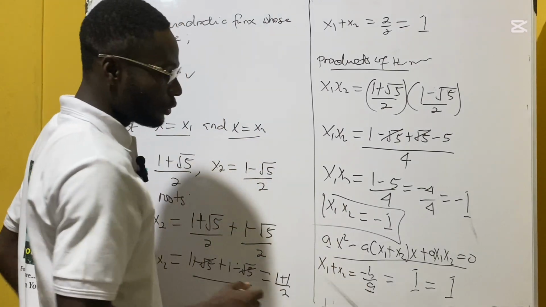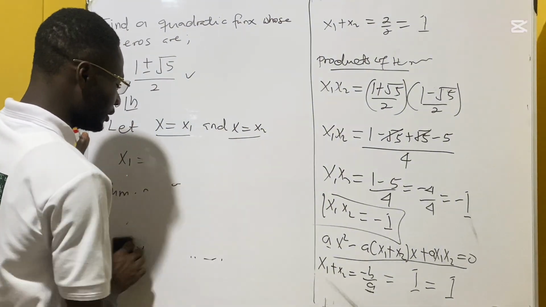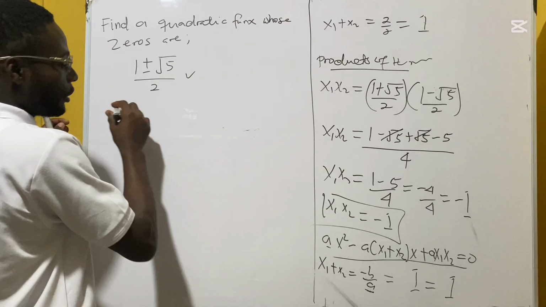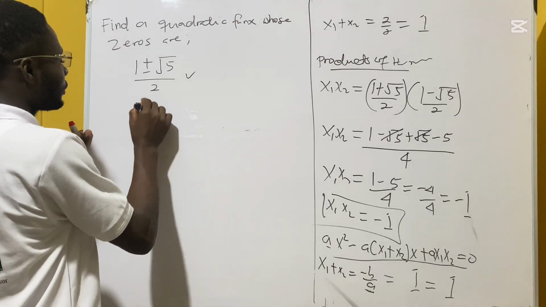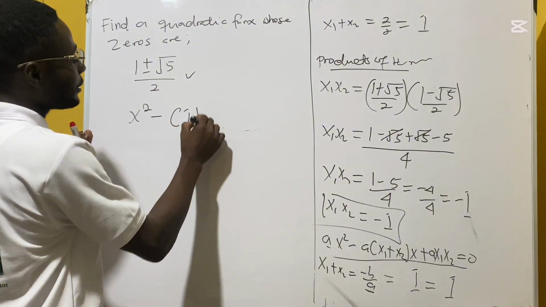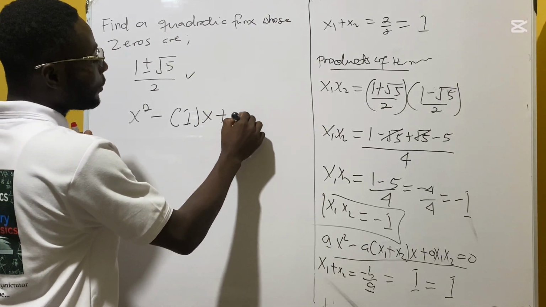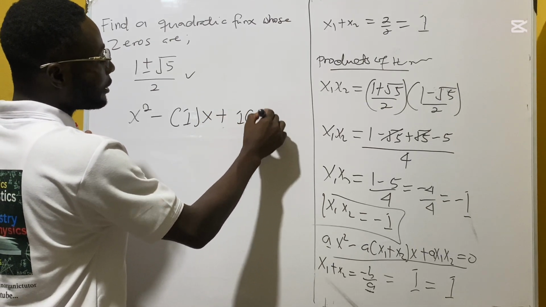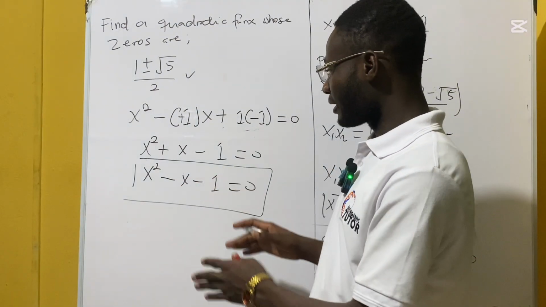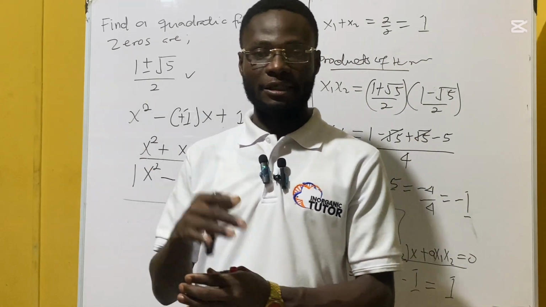Now let's look at how the quadratic function is going to be. We're going to have x squared minus 1 times x plus 1 into negative 1 equals 0. Okay, so that is the process. That is basically the process that we go through to find the quadratic function given the zeros.